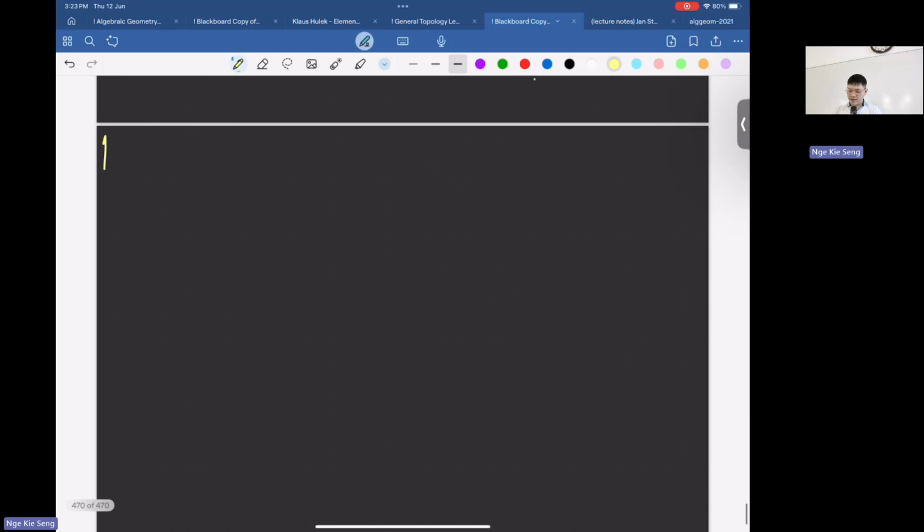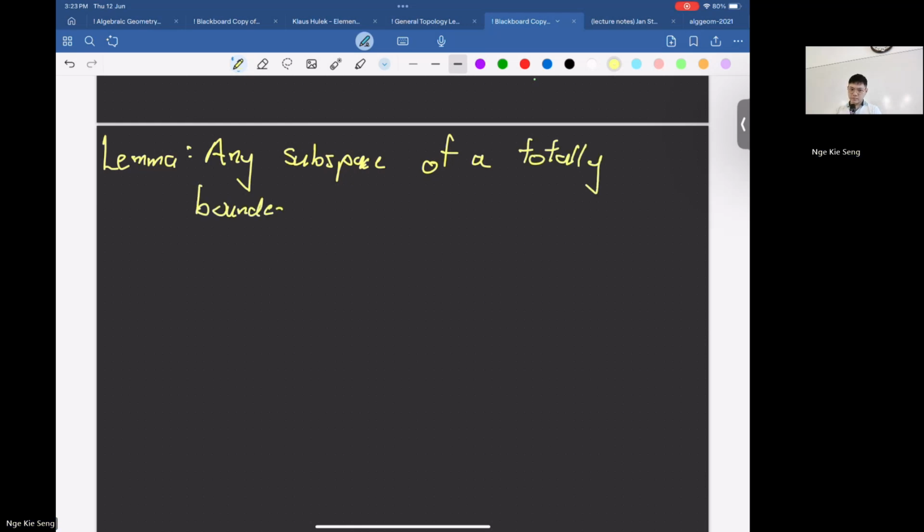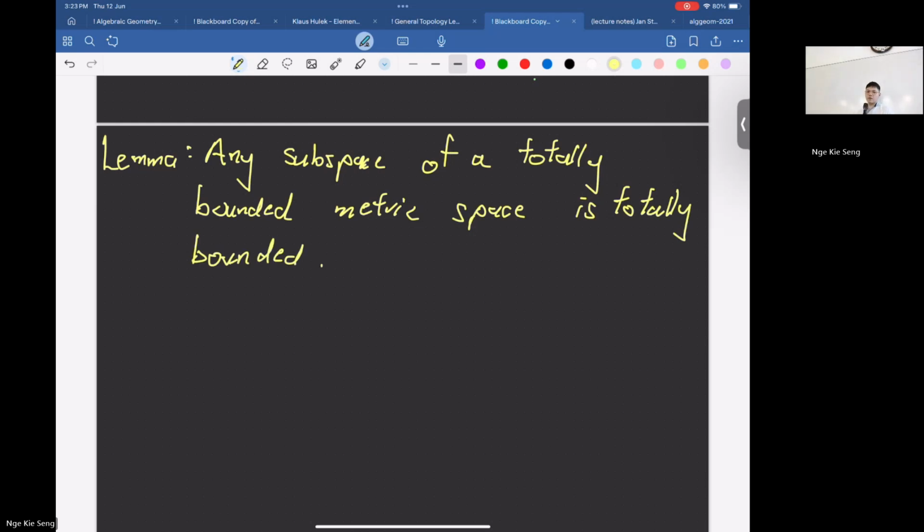Next, a very technical lemma here. Totally bounded is actually a hereditary property. Meaning any subspace of a totally bounded metric space is totally bounded. Every subspace of a totally bounded metric space is totally bounded.